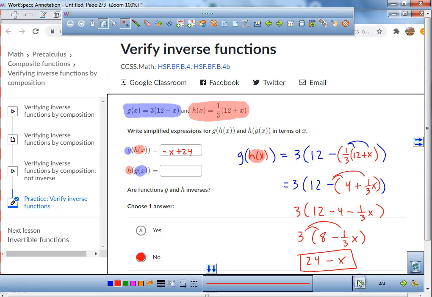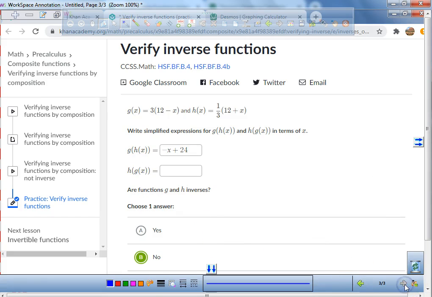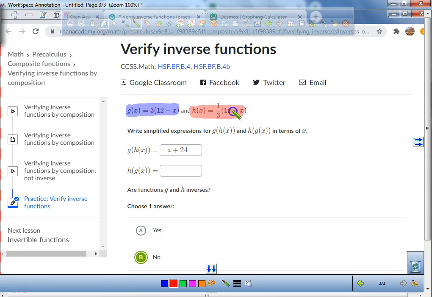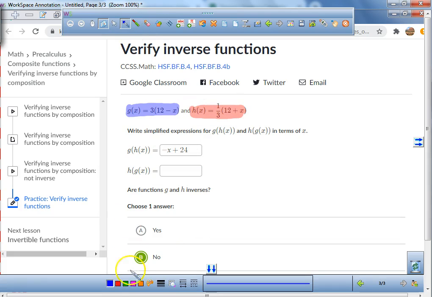So let's go back and take a look at h of g of x, which means we're going to take the blue function and plug it into the red function. We'll take the blue function, plug it into the red function. So if you would please, right now, we're going to go ahead and do h of g of x. So follow along. Won't take that long. Once again, this is the blue one. Okay. This is the red one.